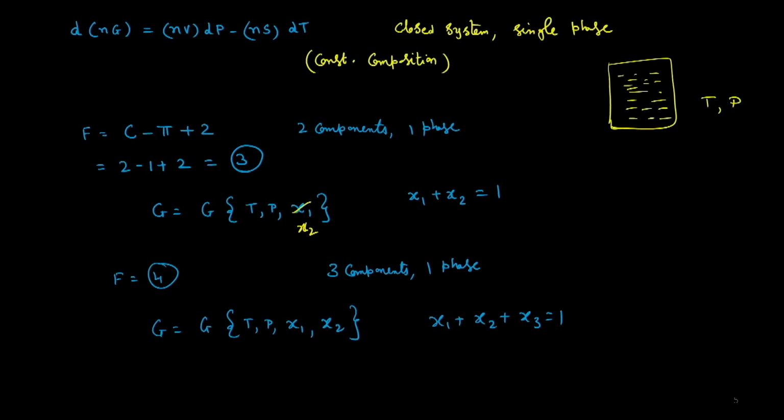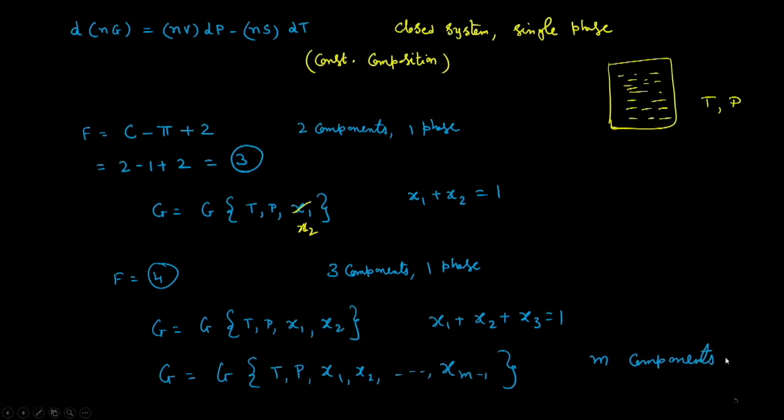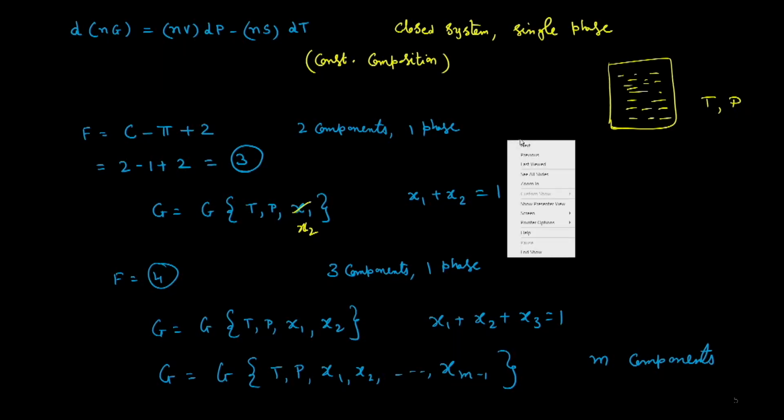So similarly, we can keep extending this. In general, Gibbs free energy in a multi-component system is going to be a function of T, P, x1, x2, all the way through x(m minus 1) if there are m components. Then I need m minus 1 mole fractions and temperature and pressure. So that would be a total of m plus 1 variables. To fix the state of the system, I need m plus 1 variables, and this is how I can write the functionality for Gibbs free energy.